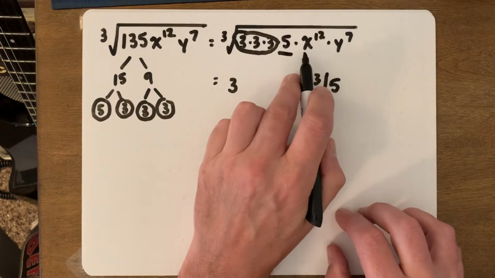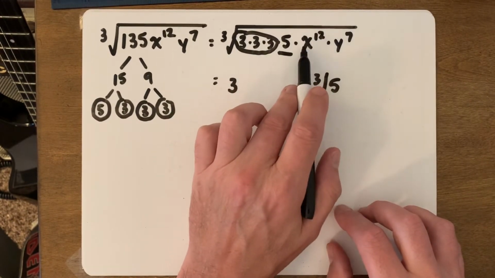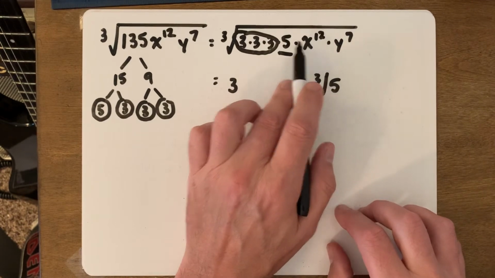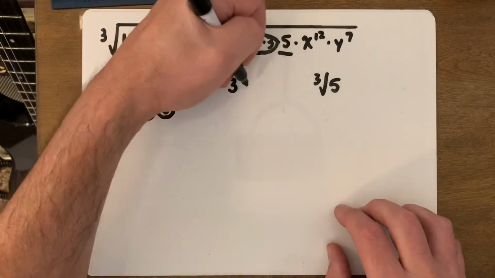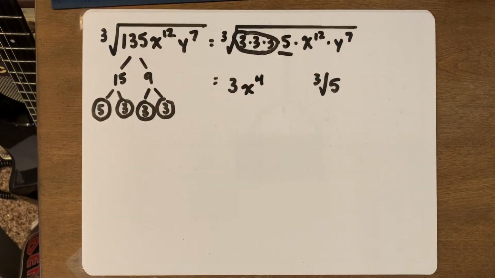Okay, what about the x's? 12 divided by 3 is 4, which means 4 groups of 3 x's can come out completely. And so I'm going to get x to the 4th power to take care of those x's. And if you actually wrote them all out, 12 of them, you'd circle 4 groups of 3, and you'd wind up having 4 x's right there. But you can see how that's a lot quicker.